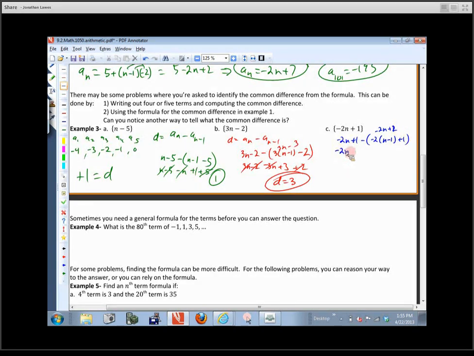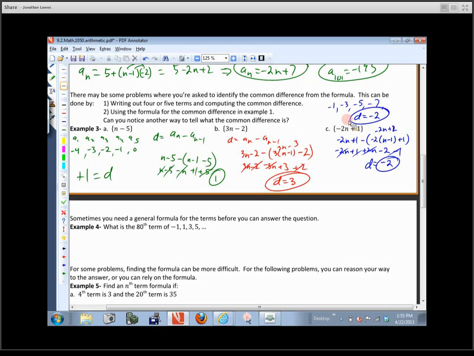So this is negative 2n plus 1. This is going to be plus 2n. This is going to be minus 2. And this is going to be minus 1. It's going to work this way every time. Everything's going to cancel except for one number, so there's our common difference. If you wanted to write several of them out, the first one is negative 1. What's the next one? Negative 3, then negative 5, then negative 7, and you can see every single time what's happening. It's going down by 2. So the common difference would be negative 2, okay?